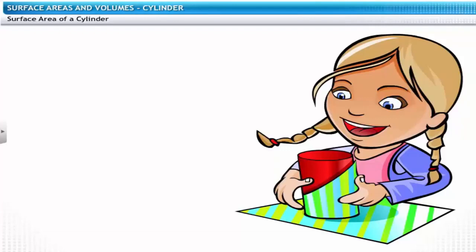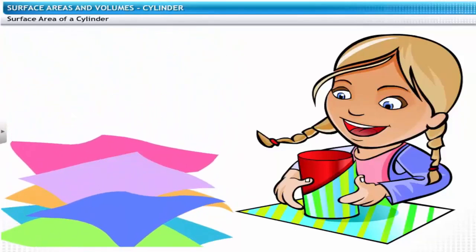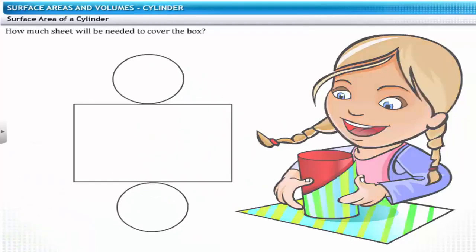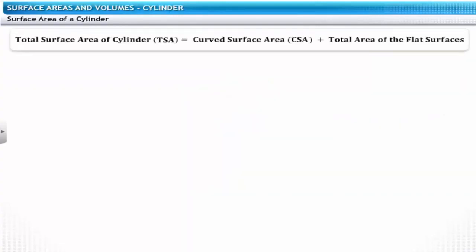Here's Padma. She has made a money box for her kid brother. She wants to buy colored paper to cover the box. How much sheet will be needed to cover the box? If she knows the total surface area of the cylinder, she'll be able to estimate the number of sheets needed. Let's derive the formula to calculate the total surface area, or TSA, of the cylinder. The TSA of a cylinder can be calculated by adding the curved surface area, or CSA, and the area of the flat surfaces.